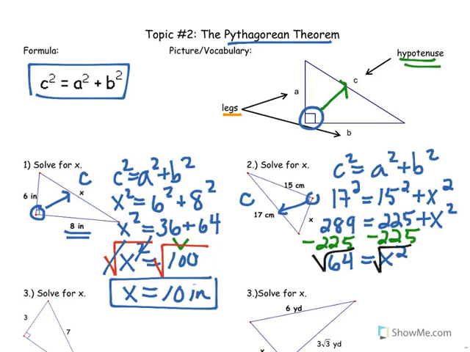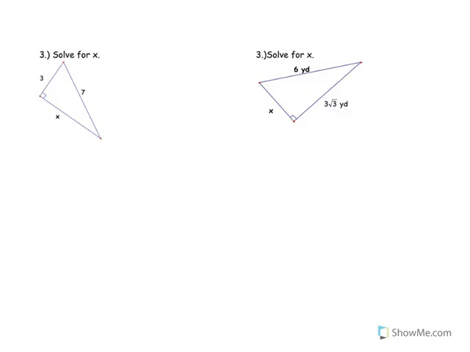I take the square root of both sides, keep my colors the same, square root of both sides, and I believe that the square root of 64 is 8, and the square root of x squared is just x. And do we have units here? Yes, so I'm going to add in 8 centimeters there. Okay? All right, now let's look at example 3 and 3. There's a typo there. It should be 3 and 4.